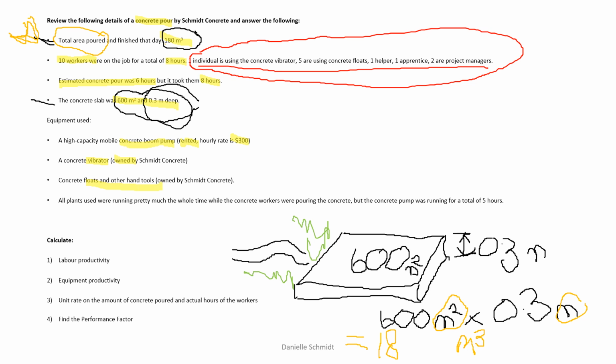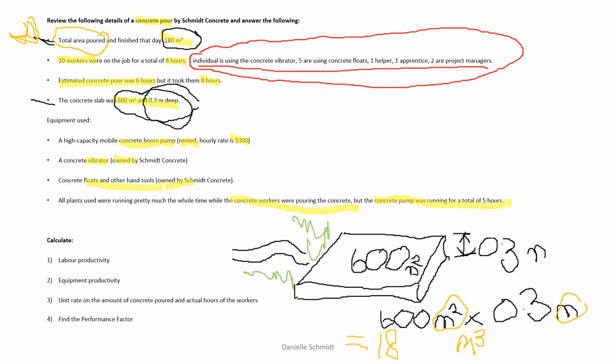Floats and other handy tools owned again. And then we know that all plants used were running pretty much the whole time while the concrete workers were pouring the concrete. But the concrete pump was running for a total of 5 hours. So the majority of tools were used for the approximate 8 hours, but the concrete pump was running for 5.